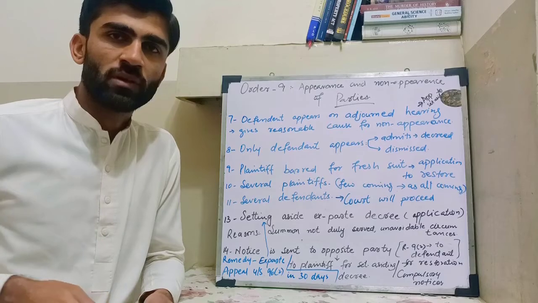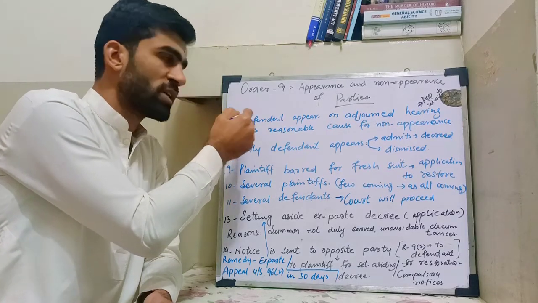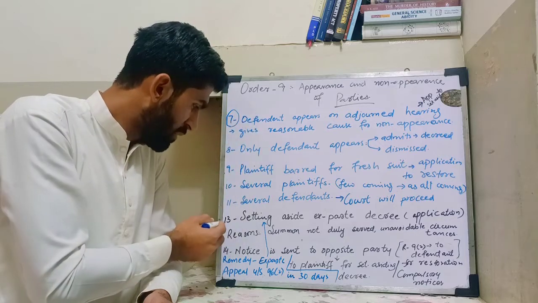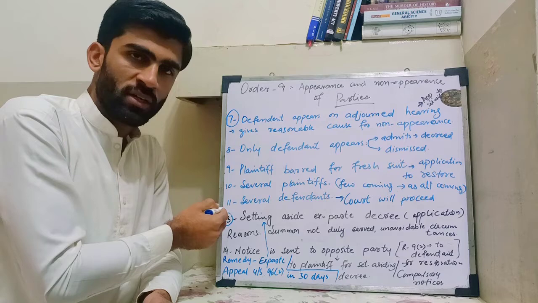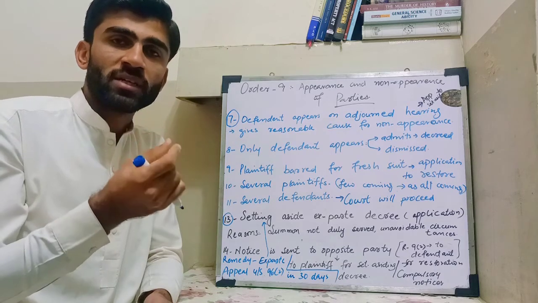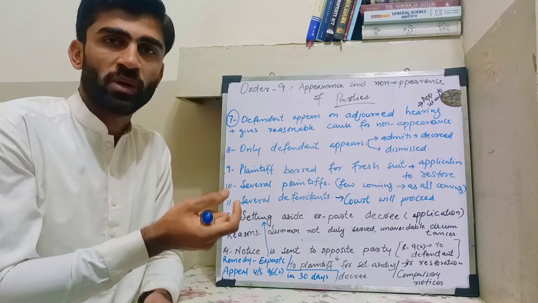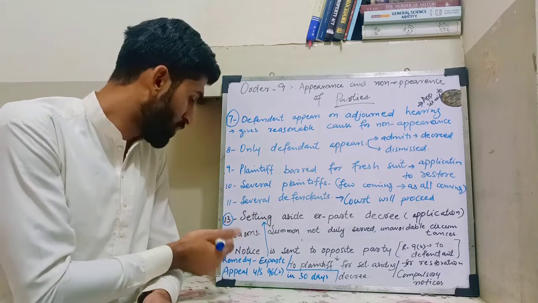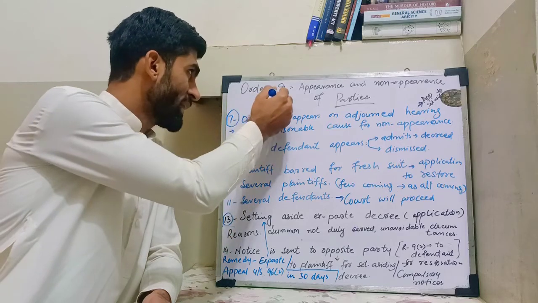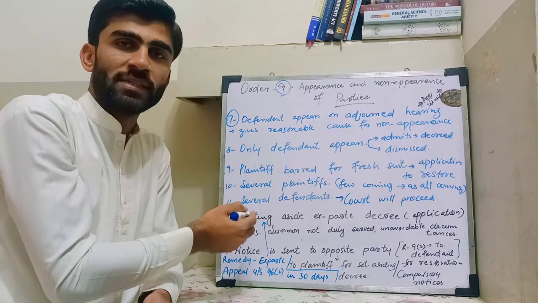The teacher can ask you when the defendant will give an application to set aside the ex parte proceedings, and when he will give an application to set aside the ex parte decree. When the ex parte decree against him is passed, he will give an application to set aside the decree under Order 9, Rule 13.